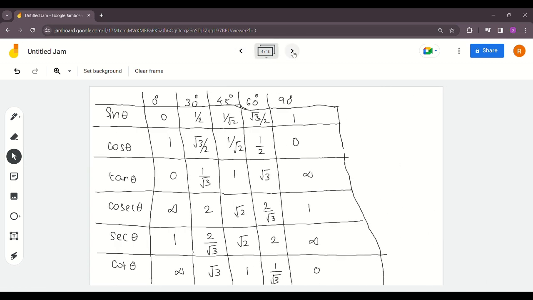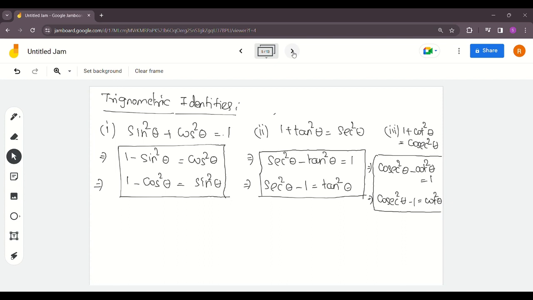So now we go to the next. I hope that you guys are able to understand it clearly. Next, we go to the identities part. You have three main identities: sine square theta plus cos square theta equal to 1. So from that identity, this can be easily derived because you just have to take sine square to that side and cos square to that side. So 1 minus sine square is cos square and 1 minus cos square is nothing but sine square.